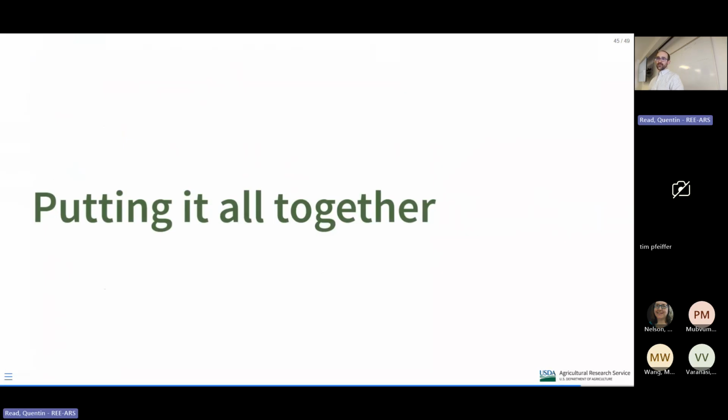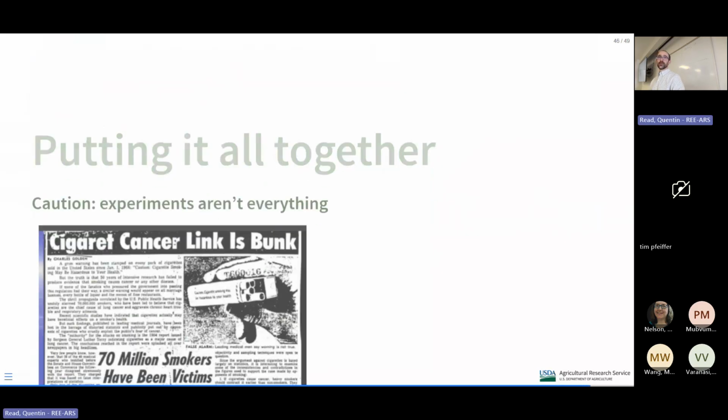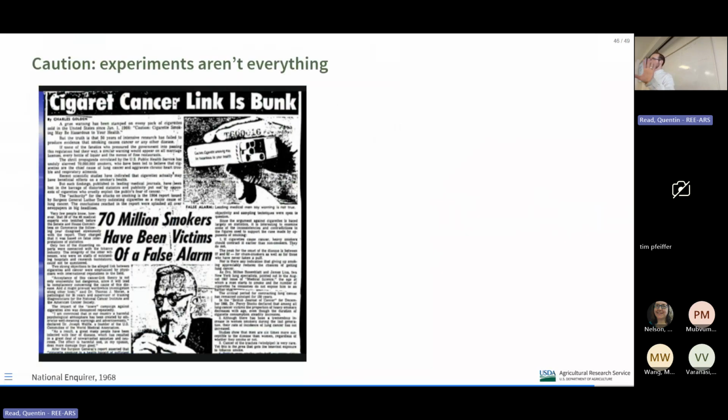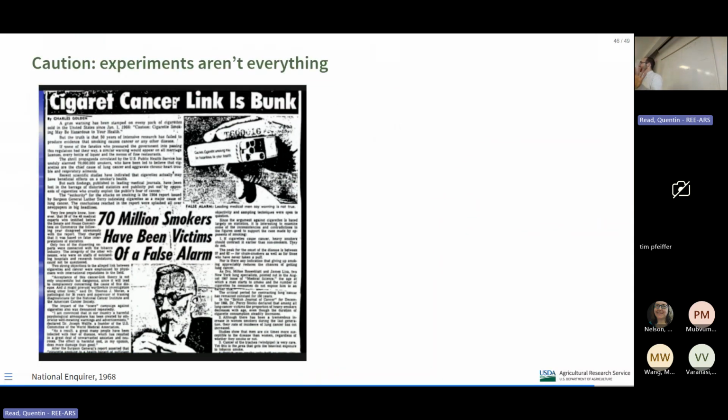So I just wanted to give my final hot takes on everything and put it all together. And this kind of goes against some of the stuff I've been saying. I've been talking about how great experiments are, but experiments, while they are a very useful tool, are not everything. And here's a good example. We're going back to R.A. Fisher, who was kind of the hero for part of this talk, but now he's the villain.